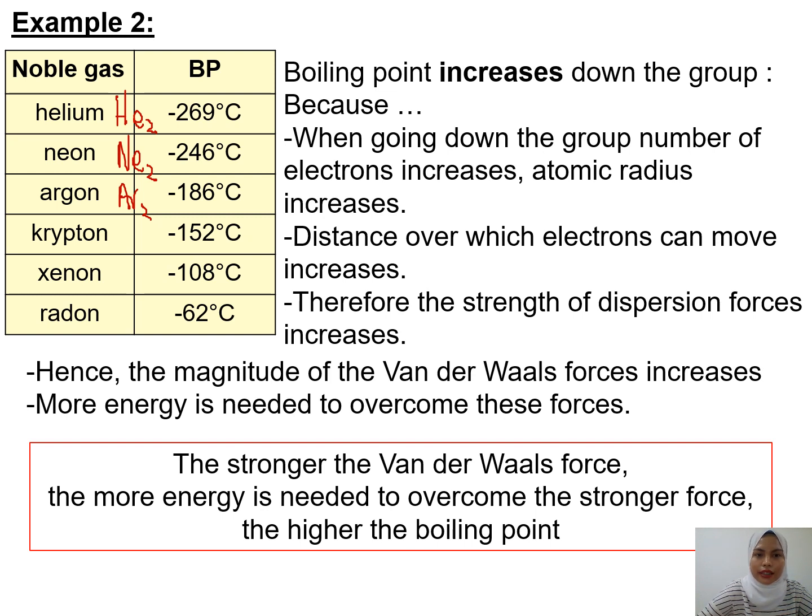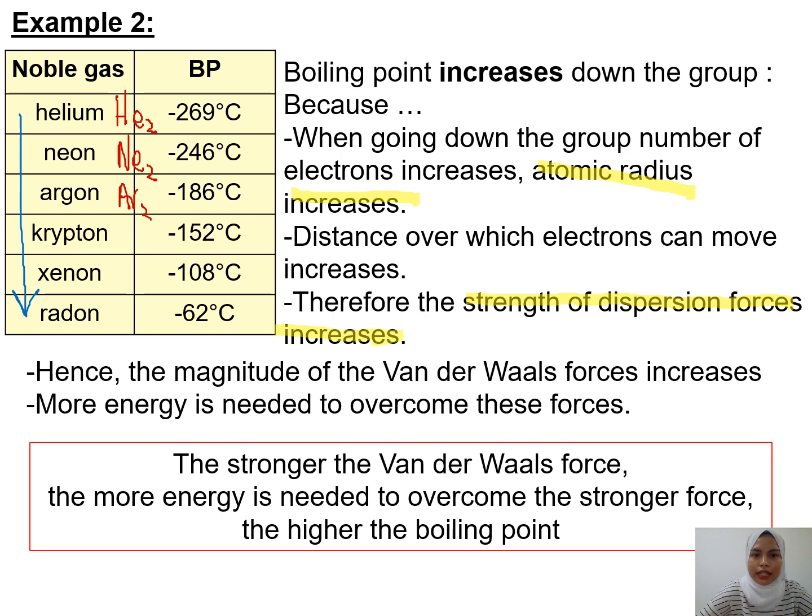So you can see here, this molecule is going down a group. Okay, helium, neon, argon, krypton, xenon, radon. So you can see here that the boiling point is increasing down the group. Okay, kenapa the boiling point increasing down the group? Because ikutkan factor tadi, going down the group, the size of the atom membesar. When going down the group, the atomic radius increases. Okay, so bila atomic radius increases, therefore the strength of dispersion forces increases.